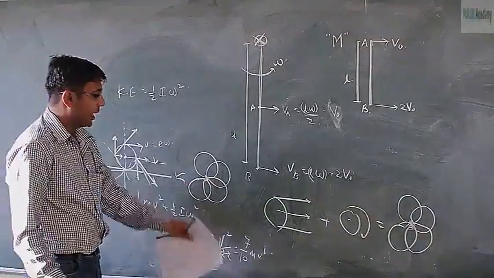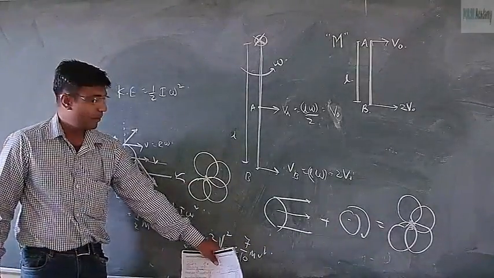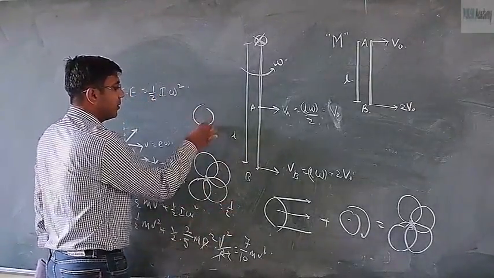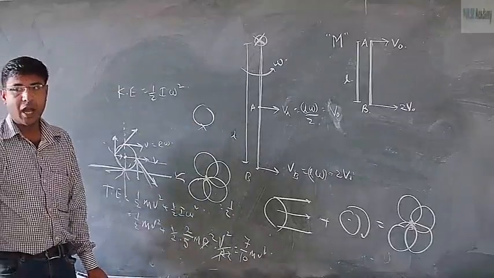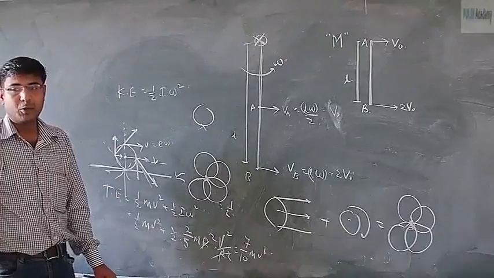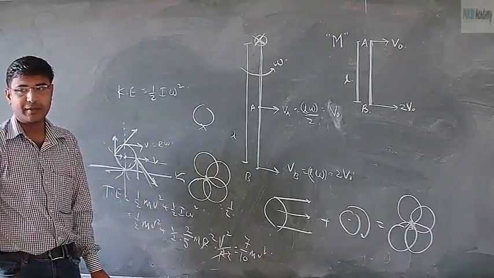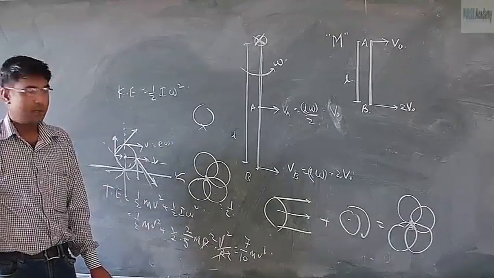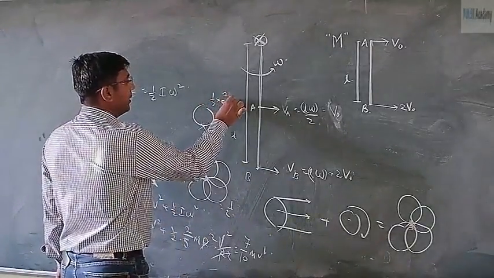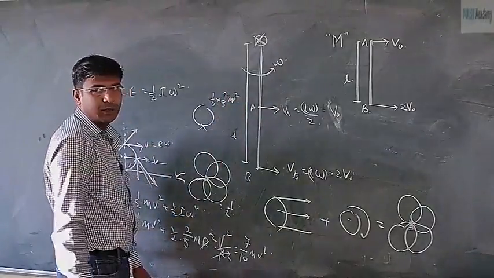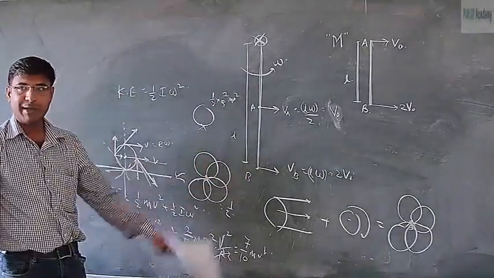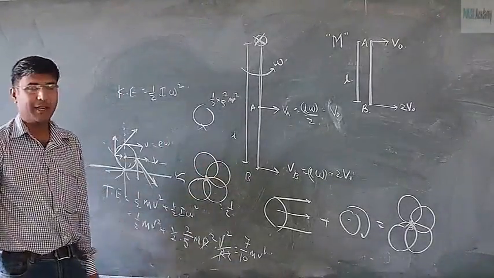In this case also you will get the same answer, 7 by 10 m v square, because I will change. That is equal to half I omega square. How much will be the I? Because this is the instantaneous axis of rotation, I is 2 by 5 m r square plus m r square, that is 7 by 5 m r square. So half into 7 by 5 m r square into omega square, and omega square is v square by r square. So r square cancels, and we get 7 by 10.